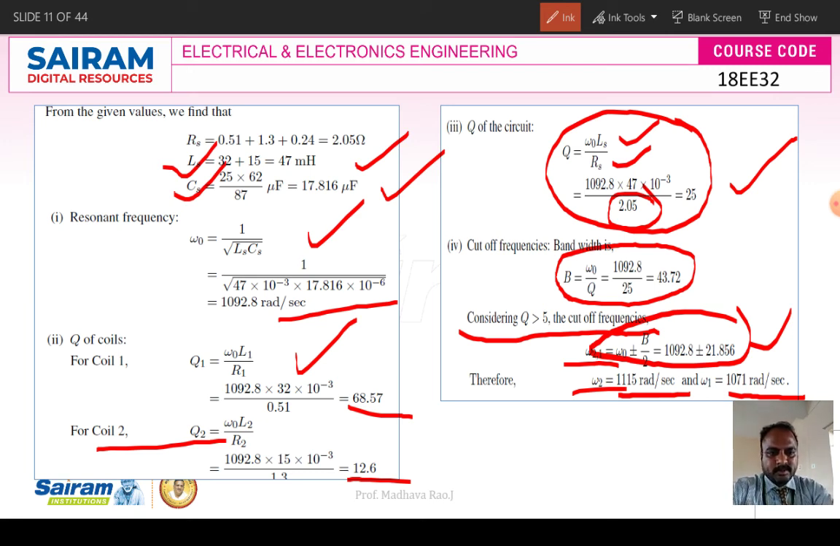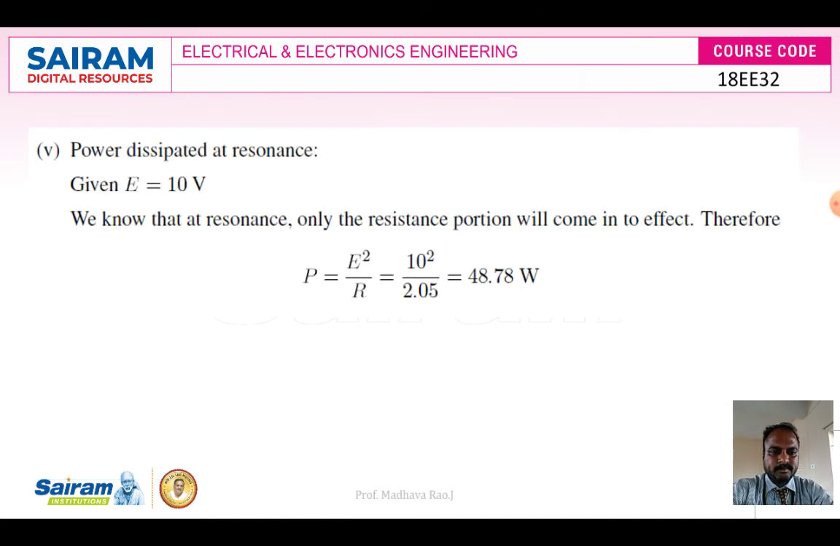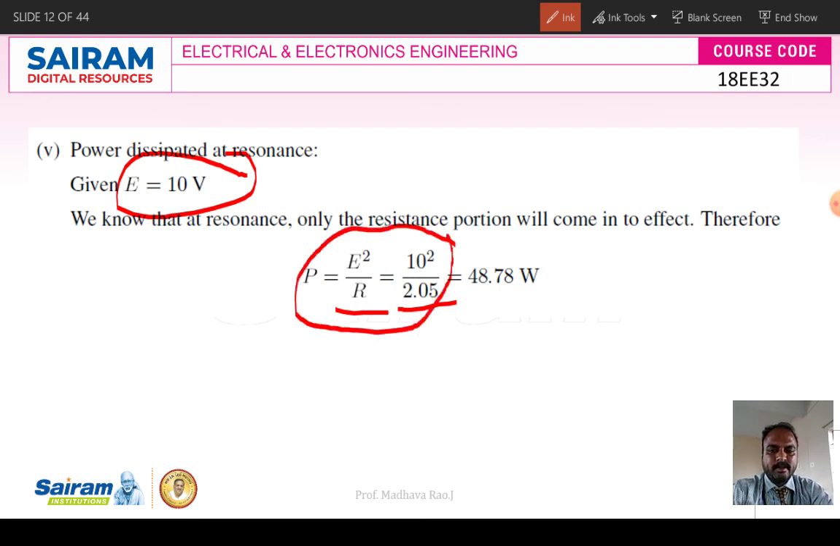Okay. So next is the power dissipated at resonance. Power dissipated at resonance is P is equal to E square by R. The E value is already given, E is equal to 10 volts, in the problem itself. The R value we have calculated, the total resistance of the circuit, is 2.05. Substitute E and R in the formula E square by R, and we get 48.78 watt.